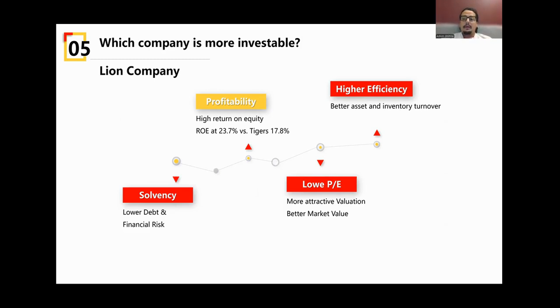When a company with strong earnings and good fundamentals is trading at a relatively lower valuation, that's typically seen as an undervalued investment opportunity, and that's exactly what we see with Lion. So when we bring together all five aspects of the financial analysis: liquidity, solvency, efficiency, profitability, and the market perspective, Lion comes out on top in most.